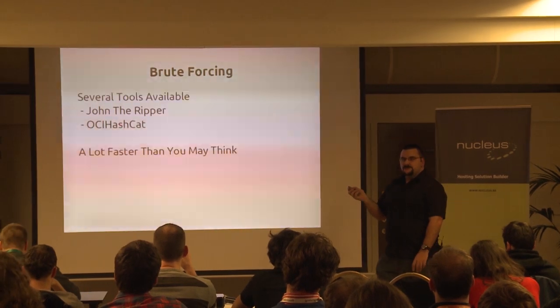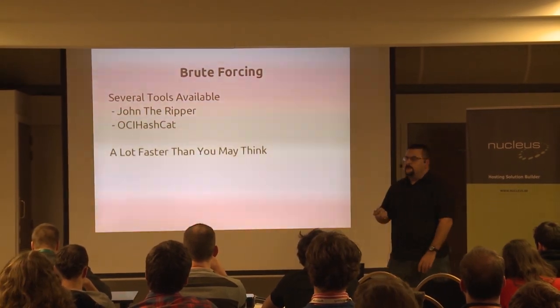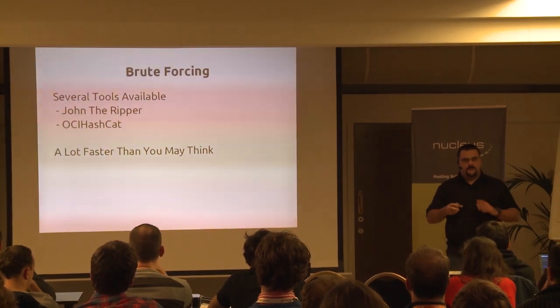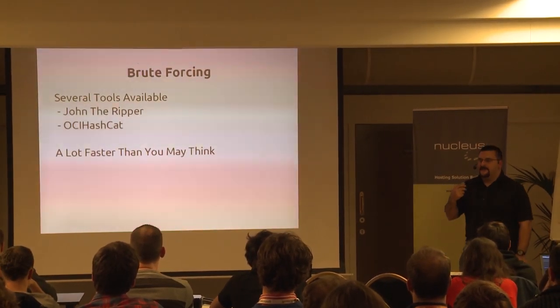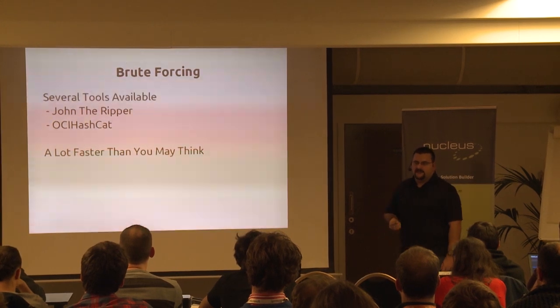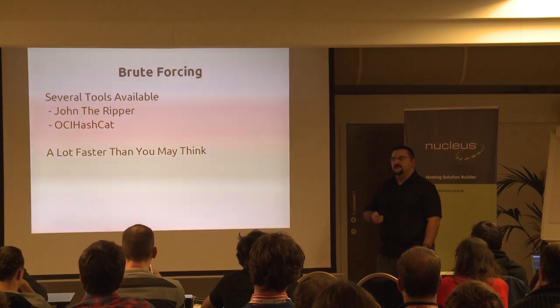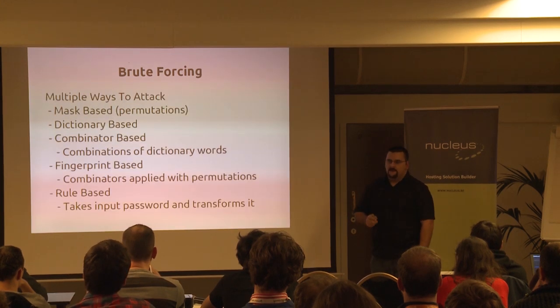There's several tools that are open and freely available. Hashcat is one, and John the Ripper is another. And they both use different techniques, and they can use GPUs to accelerate the attacks. And they're very intelligent about how they attack passwords. And they're a lot quicker than you would expect.